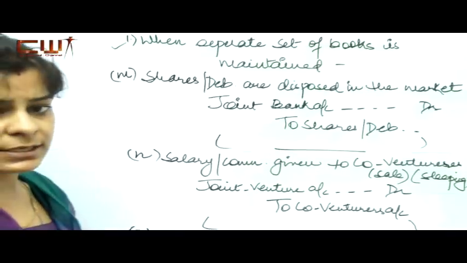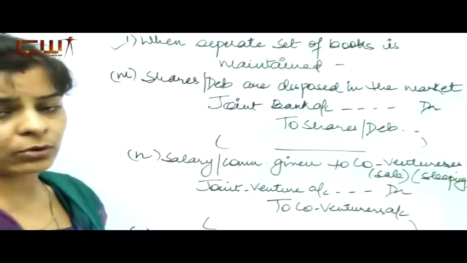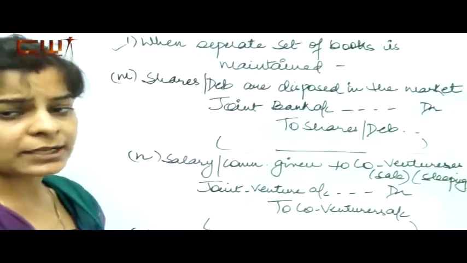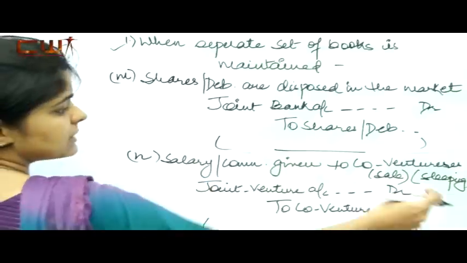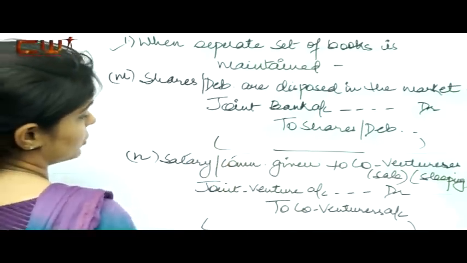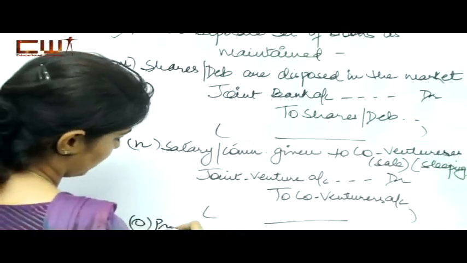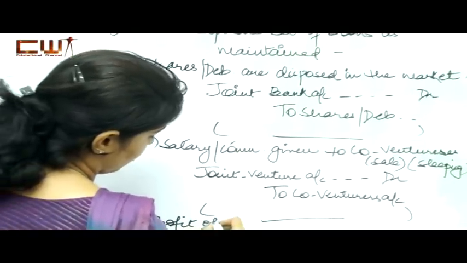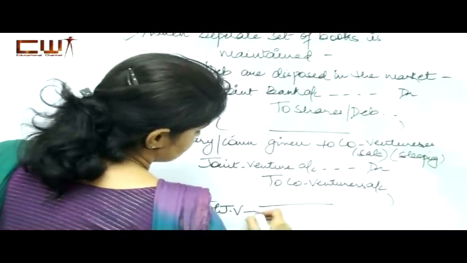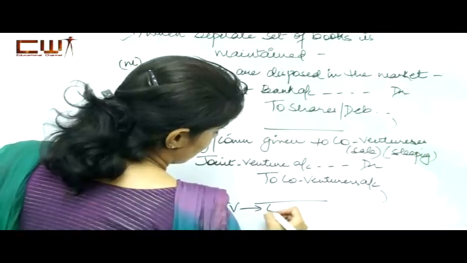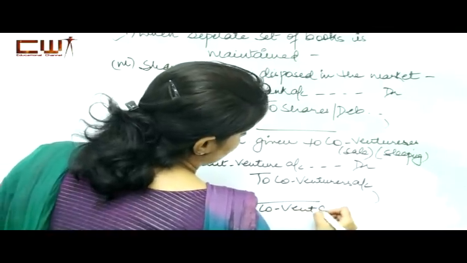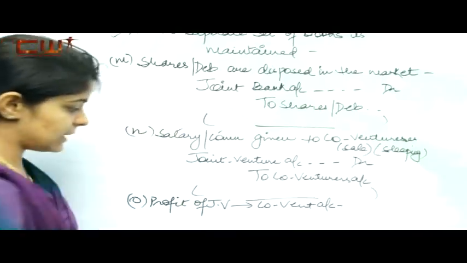Next is profit on the joint venture transferred to the co-venturer. Sleeping partners will get salary or commission, but the active partners will get profit. So the profit of the joint venture is transferred to whose account? The co-venturer's account. So what entry do you pass in that case?